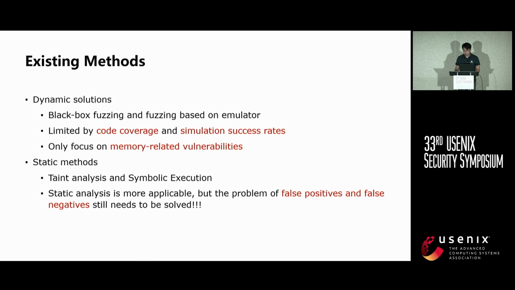Vulnerability detection methods for embedded systems are mainly divided into two types. Dynamic methods are less applicable than static methods due to factors such as code coverage and simulation success rate. But for static methods, false positives and false negatives are still problems.